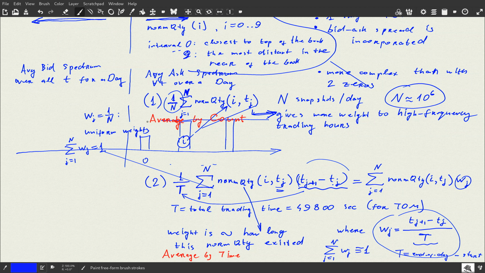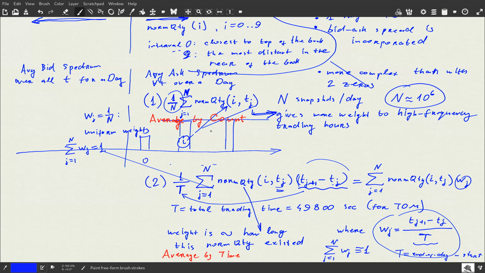So for the first case, averaging by count, we said that because higher counts naturally belong to high frequency trading hours, this average more represents high frequency trading hours, right? Where the number of updates is large. What do you think about case number two compared to number one? How would number two look?